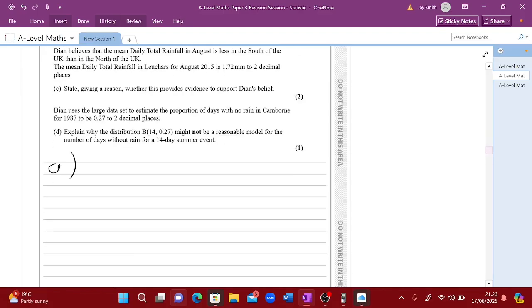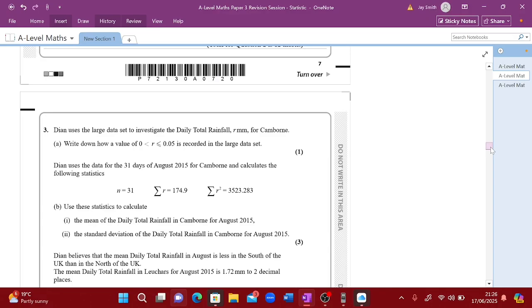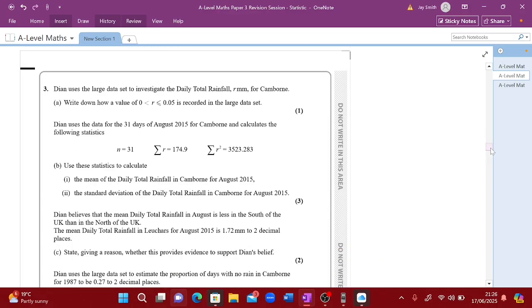Diane. Let's do part A. Diane uses the large data set to investigate the daily total rainfall for Camborne. Write down how a value of R less than or equal to 0.5 is recorded in the large data set.